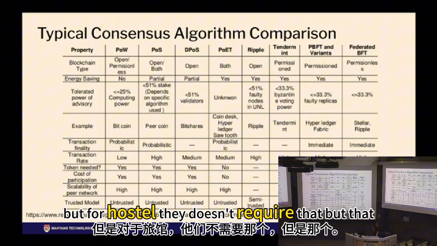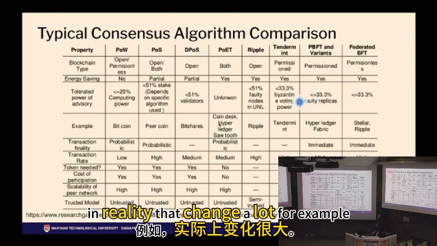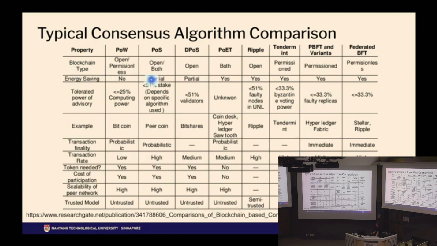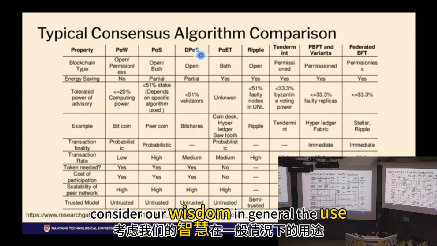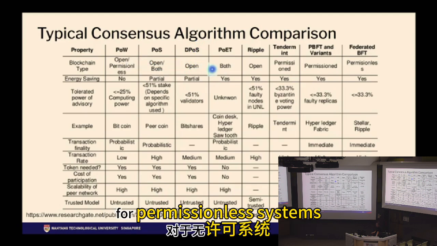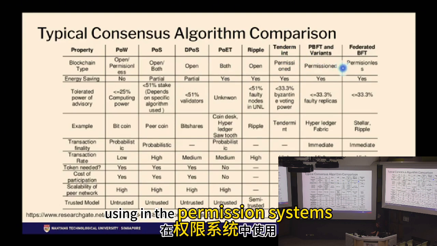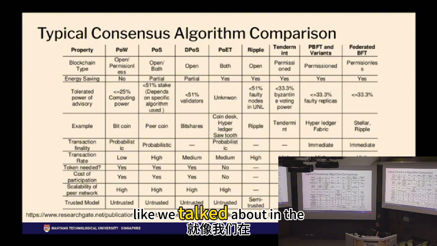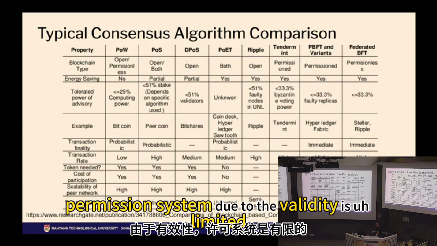But for HotStuff, it doesn't require that. But in reality, that changed a lot. For example, as I mentioned, the proof-based consensus algorithms, in general, are used for permissionless systems. But a lot of BFTs are used in permissioned systems, like we talked about in the optimistic rollup and in the sharded chain. It's actually a kind of permissioned system because the validators are limited.